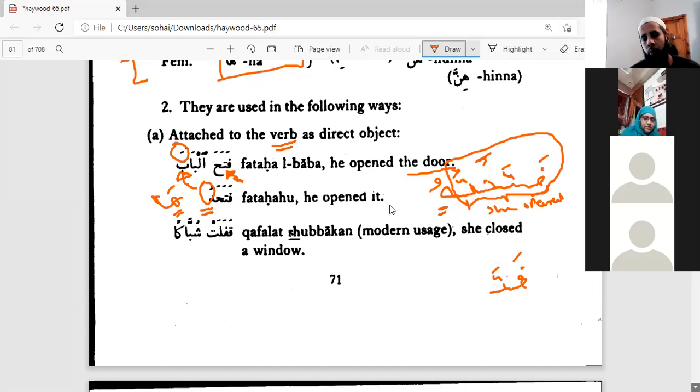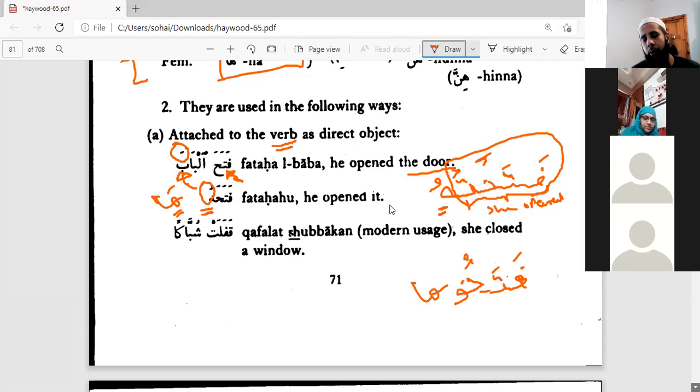Fataha. What do you think, Nazir? They opened it. Yes. Fatahuma. Fataha. Fatahu. Fatahuha.